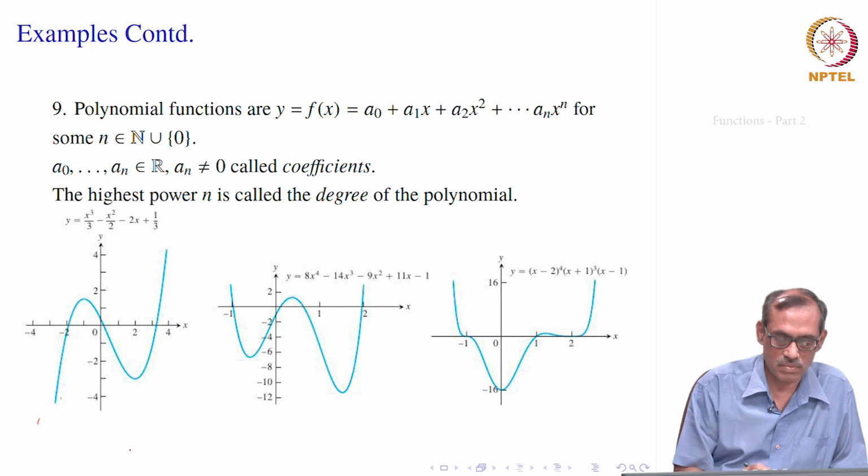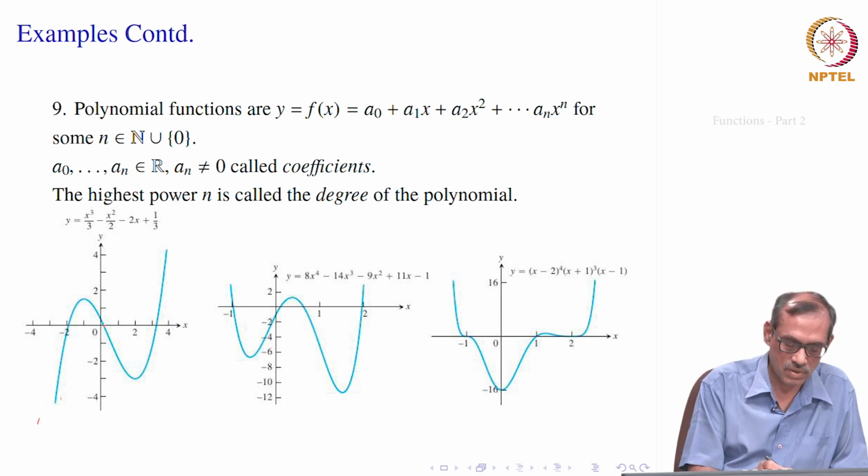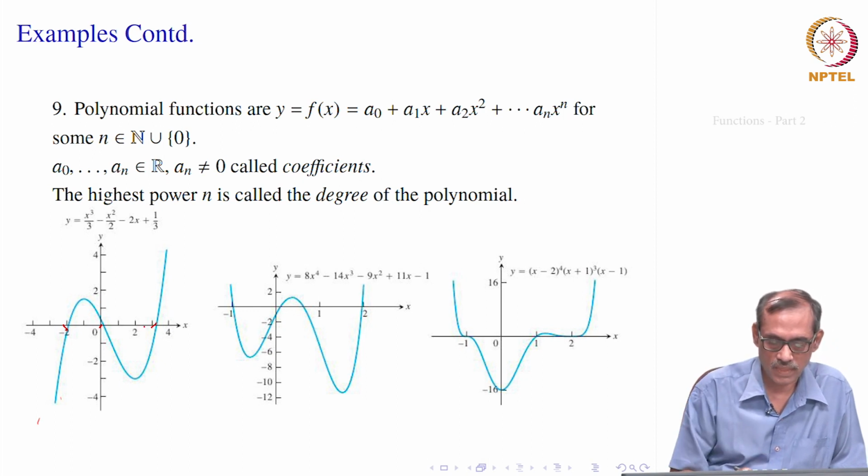Y equal to x cubed by 3 minus x square by 2 minus 2x plus 1 by 3. If you plot it, it goes like this. It becomes 0 somewhere between 0 and 1, becomes 0 somewhere between minus 2 to minus 1, close to minus 2, and again between 3 to 4, close to 3. So, you can factor and check it.